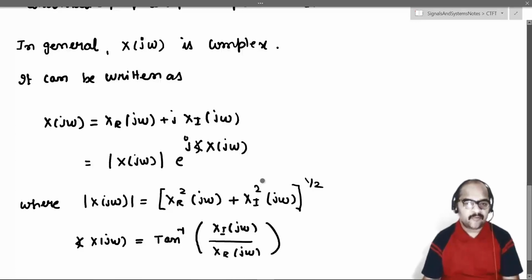xi of j omega divided by xr of j omega. So whichever is convenient we can write. We can write either in terms of real part plus j into imaginary part, or in polar form, which is mod x of j omega multiplied with e power j angle of x of j omega, where mod x of j omega is given by xr square of j omega plus xi square of j omega whole power half, and angle of x of j omega would be tan inverse of xi of j omega divided by xr of j omega.